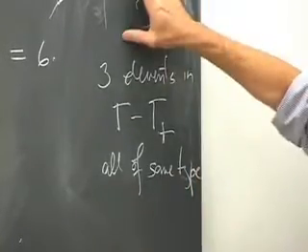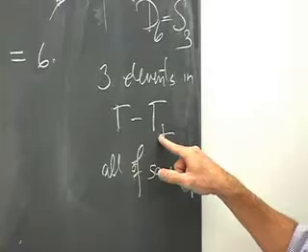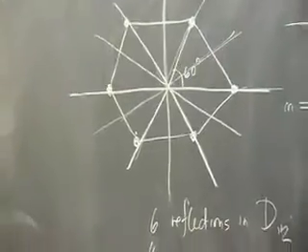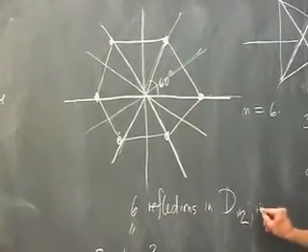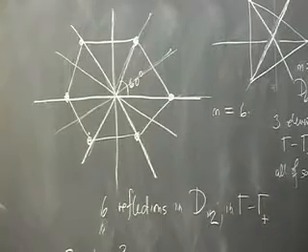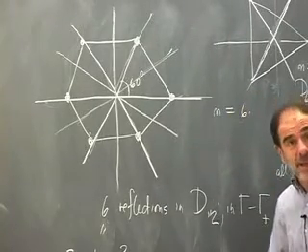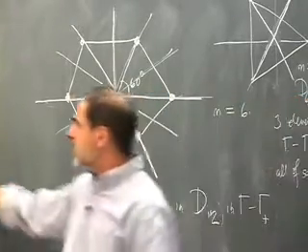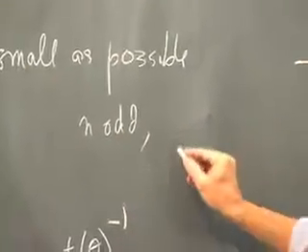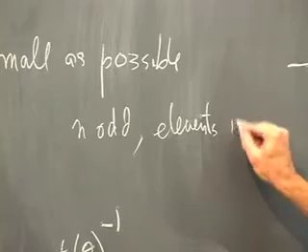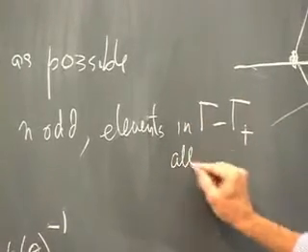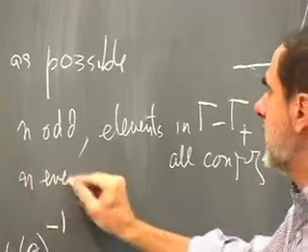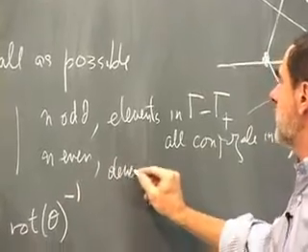And what happens is that in this case, the 3 elements in gamma minus gamma plus are all conjugate, because they're all geometrically similar, whereas in this case, the 6 elements in gamma minus gamma plus form 2 conjugacy classes, the 3 of this type and then the 3 of this type. And that's a general phenomenon that distinguishes even and odd dihedral groups. When n is odd, we're going to get back to this, the elements in gamma minus gamma plus are all conjugate in gamma. When n is even, in this case, the elements form 2 conjugacy classes.